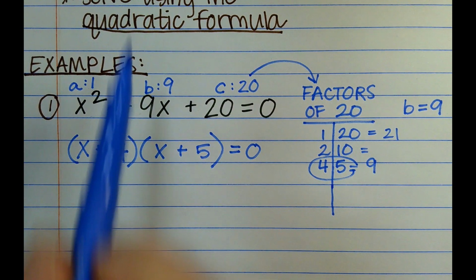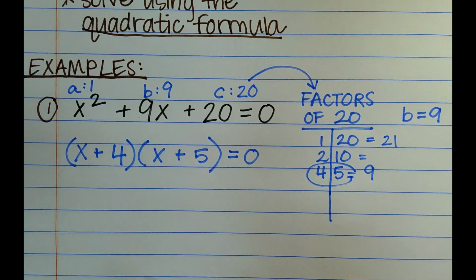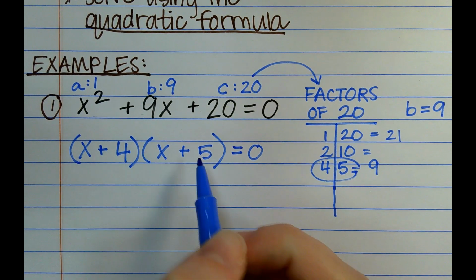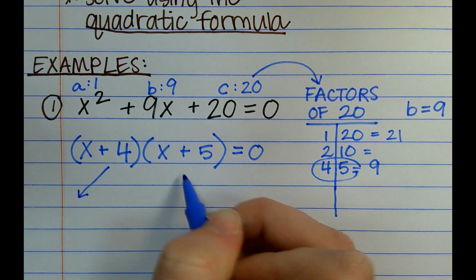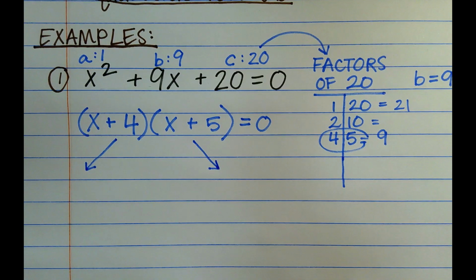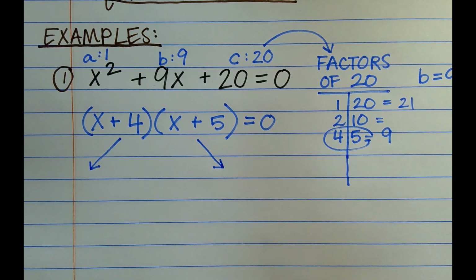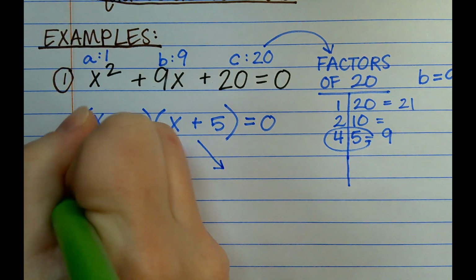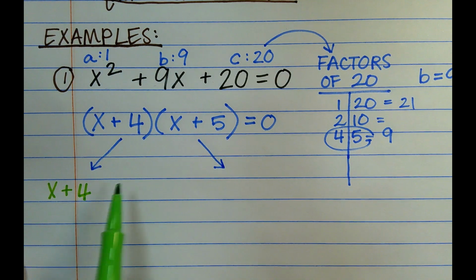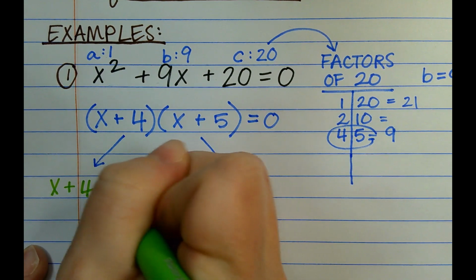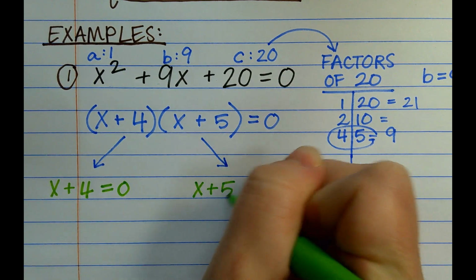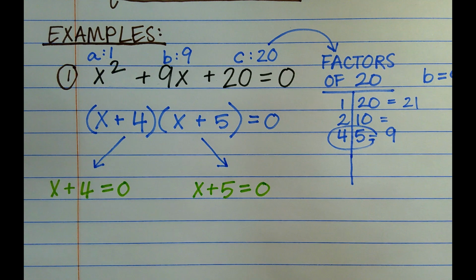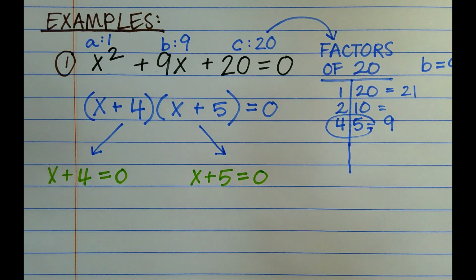So, solving by factoring, we just factor like normal, and then since both of these are equal to 0, we're going to solve 2 equations. We're going to pull our factors out and separate it. Now we have x plus 4, and we're going to set it equal to 0. And then we have x plus 5 equal to 0.